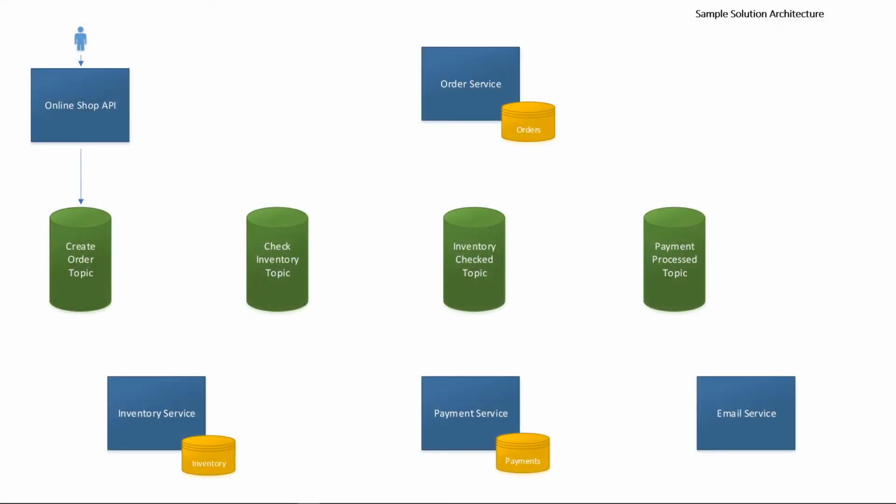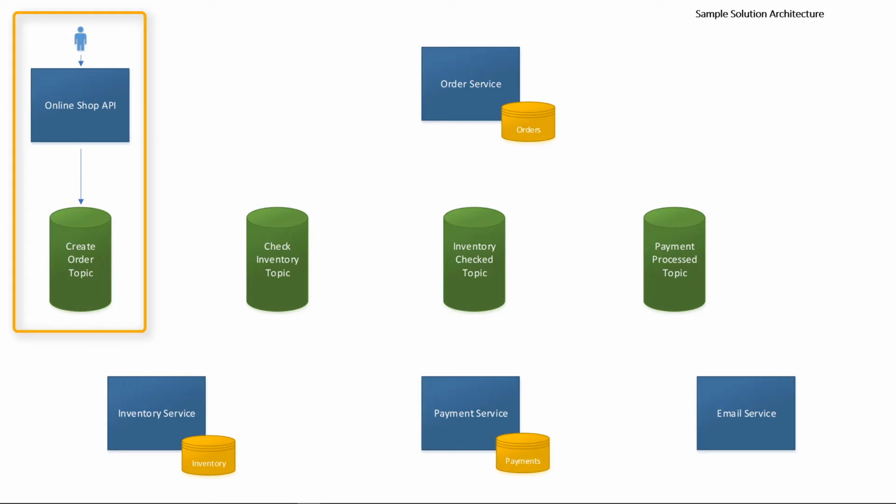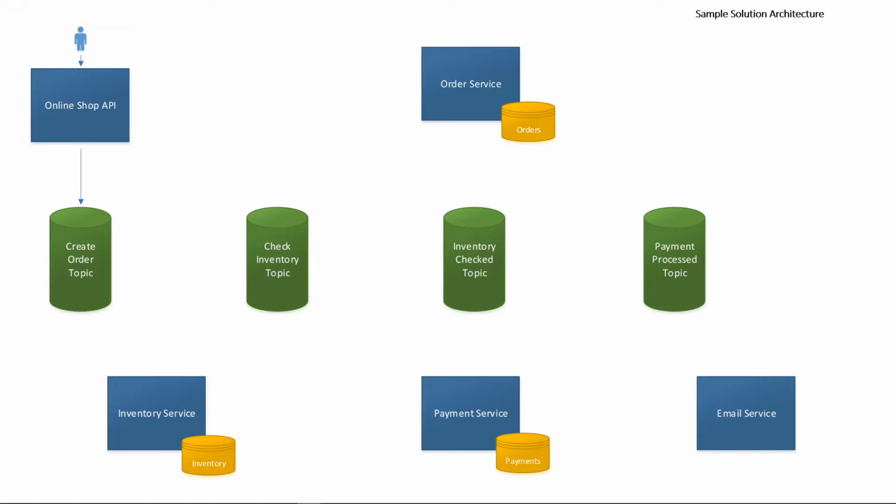Let's take a look at the design diagram to understand where we are in the process. We have created the client console app, and through the online shop API, we've placed a message in the create order topic. We're still in the beginning.